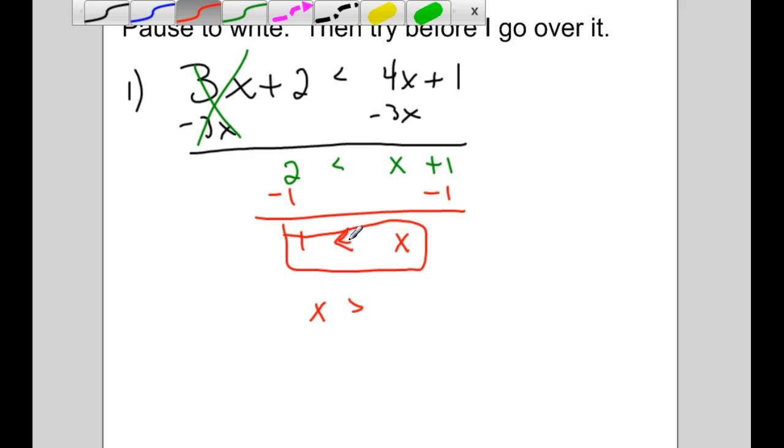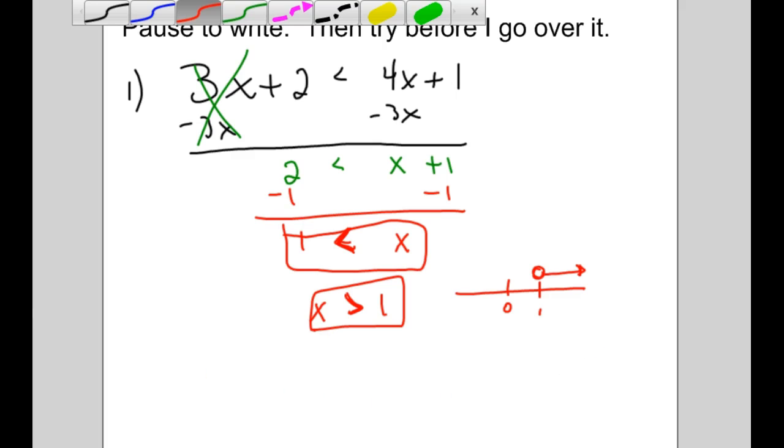X is being eaten. You turn around, so x is still being eaten. These are the same thing. The number line would say here's 0, here's 1. You want everything that doesn't include 1, but everything greater than, like this.